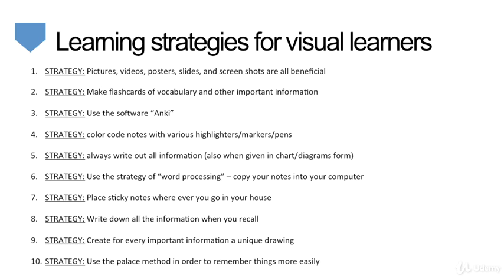Then strategy number 10. Use the Palace method in order to remember things more easily. Now, what exactly is the Palace method? Well, it actually is an amazing method for remembering things, well, not necessarily in the long term, but in the short term. So the Palace method basically focuses on building a palace in your mind. So for instance, if people tell you, all right, remember we have 7 bananas, 5 apples, and let's say 4 oranges. Then what you're going to do is you're going to place 7 bananas in the first room, 5 apples in the second room, and 4 oranges in the third room.